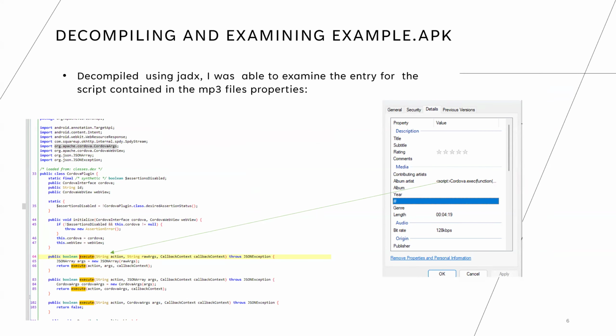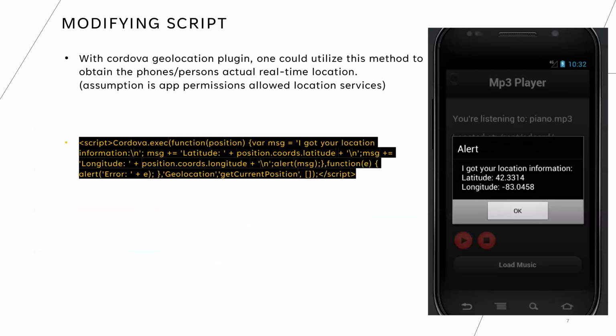So I wanted to examine the example APK. I decompiled it using JADX. I was looking for the entry point for the script in the MP3 file properties to see why it was allowed. So I'm assuming this is where it enters. When I was looking at the code, this seemed like the most reasonable spot, and the parameters matched up.